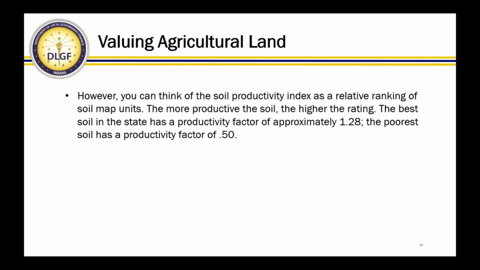The highest rating or productivity factor in the state is 128%, and the poorest is 50%. So in other words, if the current base rate of $1,900 is used, and you have land that is very fertile, the highest or best performing type of soil, then that $1,900 an acre base rate would be multiplied by 128%, or an increase of 28%. Conversely, if you had soil that was poor and it had a productivity of 50%, you would multiply that per acre $1,900 times 50% to come up with the base value for that particular parcel of land and that acreage.